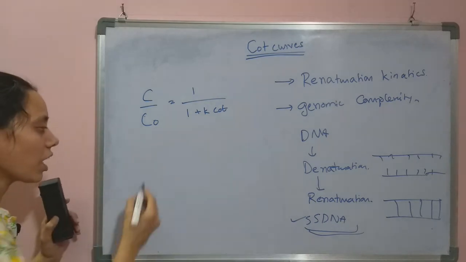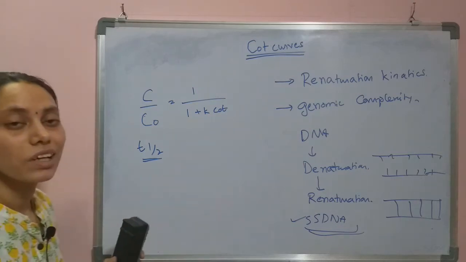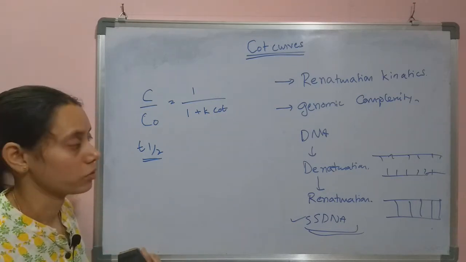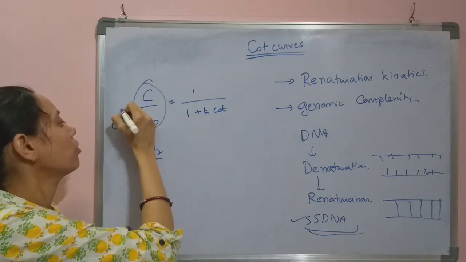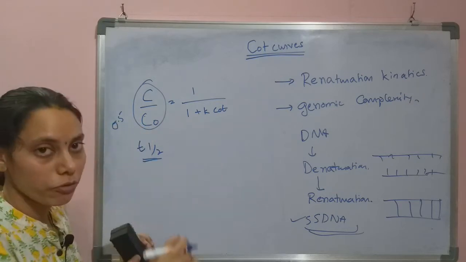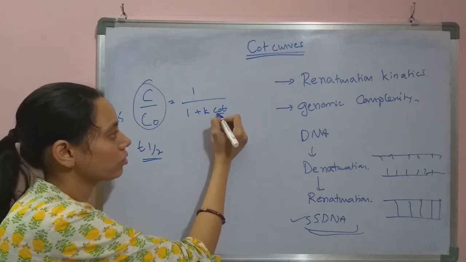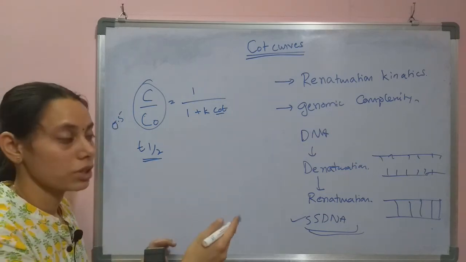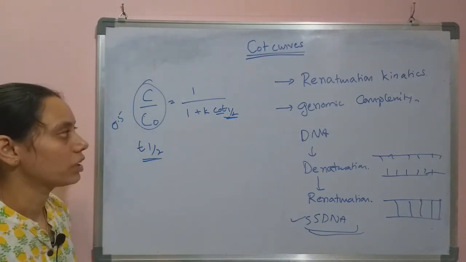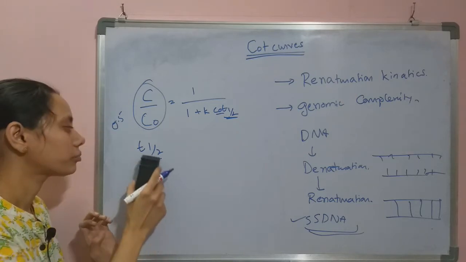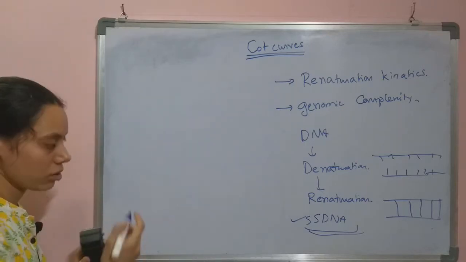At the time t half, that means the time at which half of the DNA is renatured, this expression will be half, that is 0.5, and the product of C0 and t will be C0t half, where t is expressed as t half. So here we can also write the reaction simply.